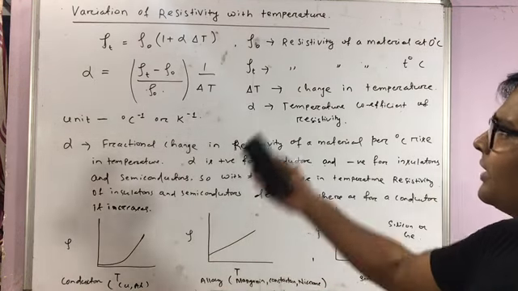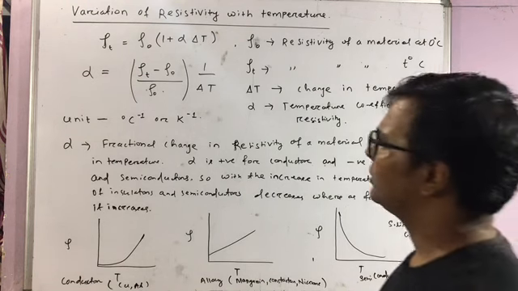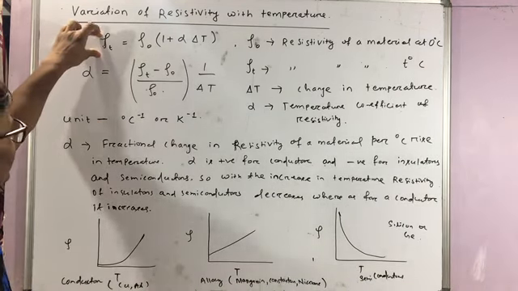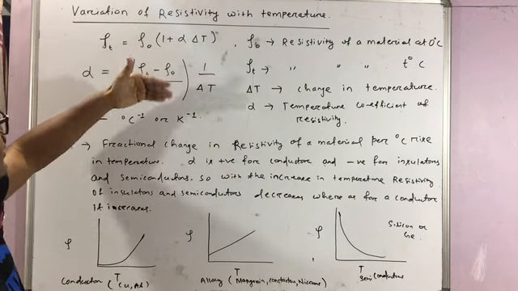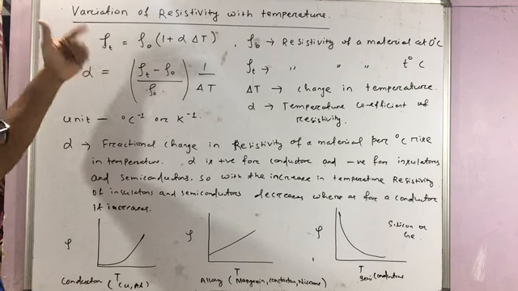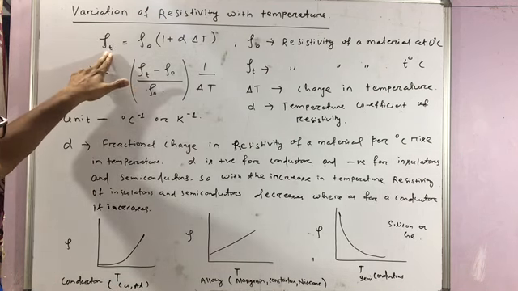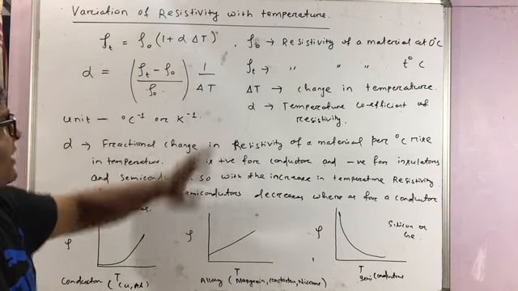Now students, let us see the variation of resistivity with temperature. This equation suggests that if the temperature changes, the resistivity of the material will be affected. The equation is given by rho T is equal to rho 0 into 1 plus alpha delta T.